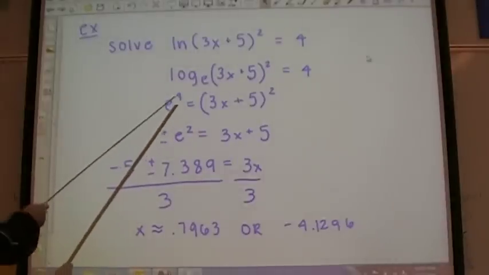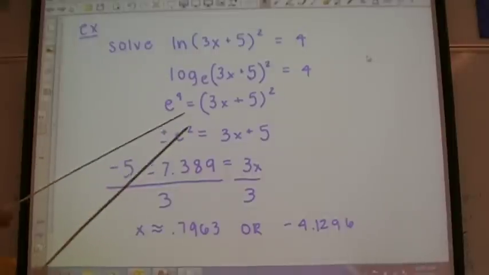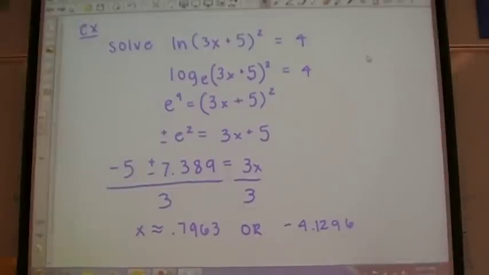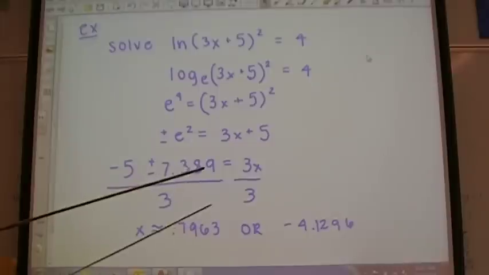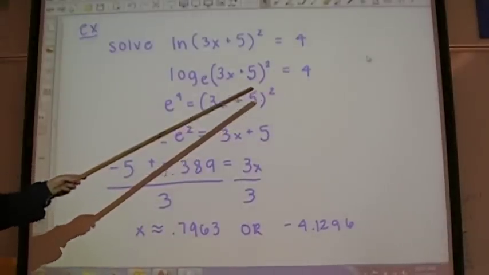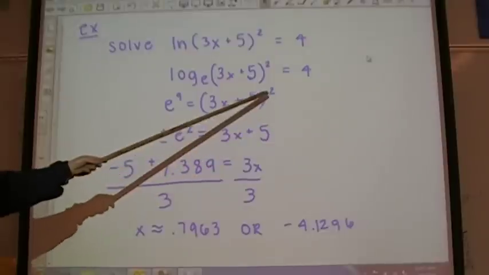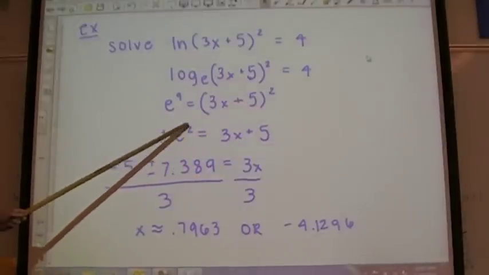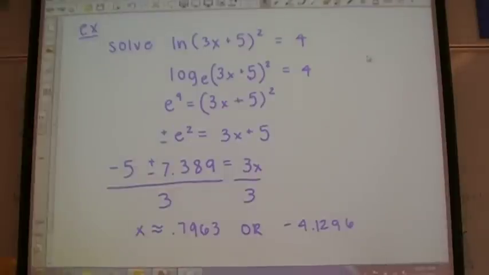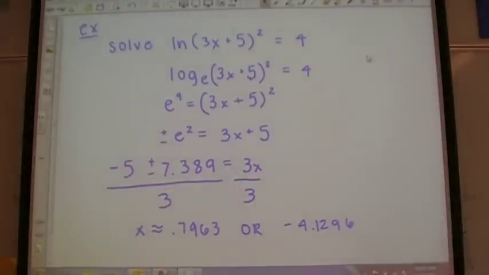So in this case, all I did was change this to log base e, and then put it in exponential form, which is e to the 4th equals (3x plus 5) squared. Right? Okay, now we can solve. How do you get rid of a square? Square root both sides. So when I square root the right side, I'm just left with 3x plus 5 because they cancel out. When I square root the left side, I get plus minus e squared. And make sure you give me the plus minus. Remember, when you take square roots and you're solving equations, it's plus minus.